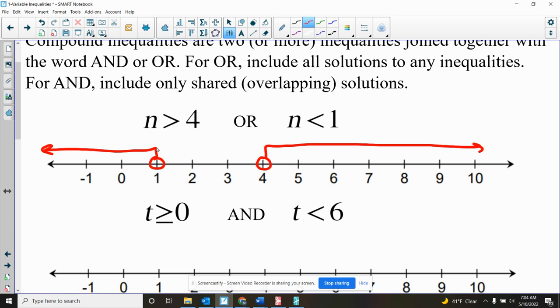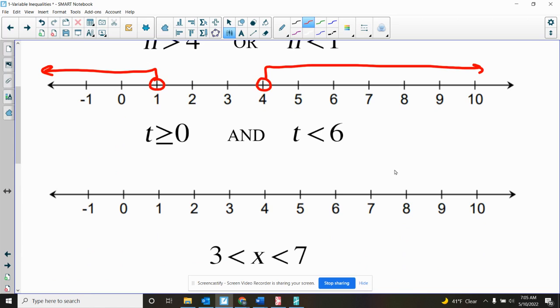So it's all the numbers that are to the left of 1 together with all the numbers that are to the right of 4. We're saying that if a number solves this or this, it counts as part of our solution. Now for the ands.